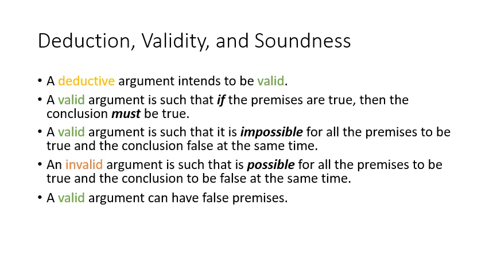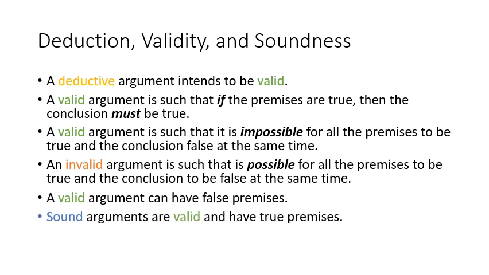Again, just one more time to reiterate, a valid argument can have false premises. Remember, there are two questions here. One is, are the premises true? And two, is the argument valid? So it can be valid, but at the same time have false premises. And then back to soundness. Sound arguments are the ones that are valid and have true premises. So they've got to have both, two necessary conditions for soundness.